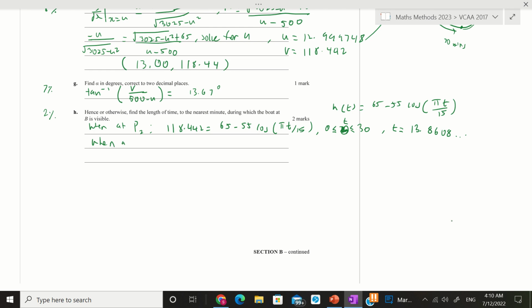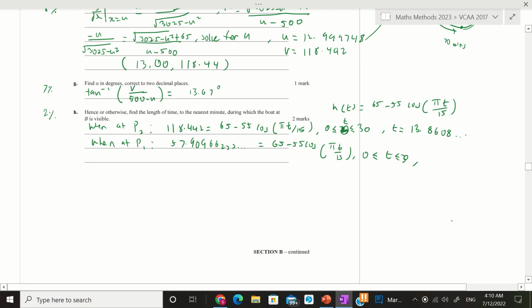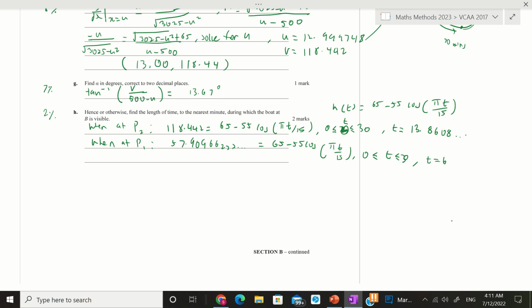Given that we know that, now we can find the time when we were at P1. So take the same value, 57.90966233 blah blah blah, equal to 65 minus 55 cos pi t on 15. Again, make sure you put the same bounds in: t is between 0 and 30. And again, you're going to get two answers. You'll get t equal to 6.8827, which is actually what you want.